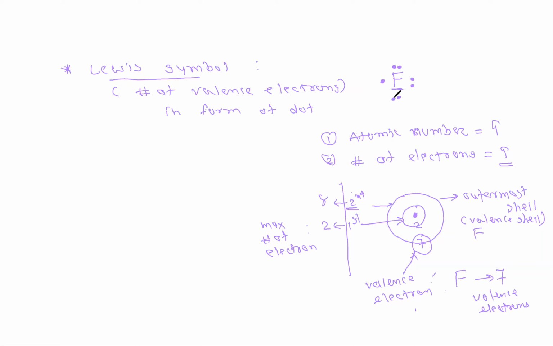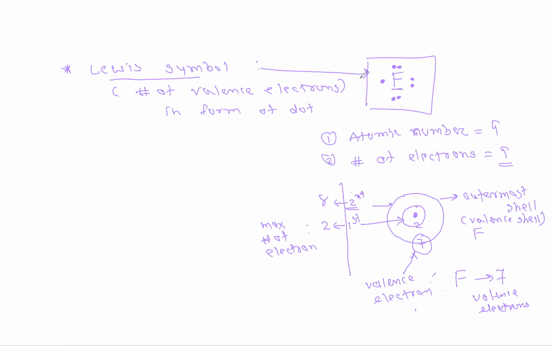It doesn't necessarily have to be in this order. You can put them any way you like. But basically you have to have only 7 dots around the symbol of fluorine. This together is called a Lewis symbol.